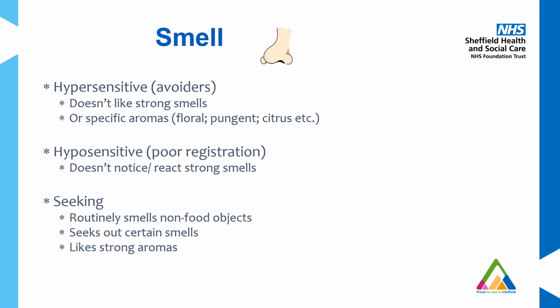Someone who is under-responsive may not notice or react to strong smells at all. They might not notice their own body odour or the smell of food that has gone off. Someone who seeks smells may routinely smell non-food items. They may smell the hair of other people, for example. They may choose strong perfumes or toothpastes. Some people who seek smells can eat non-food items or smear feces.